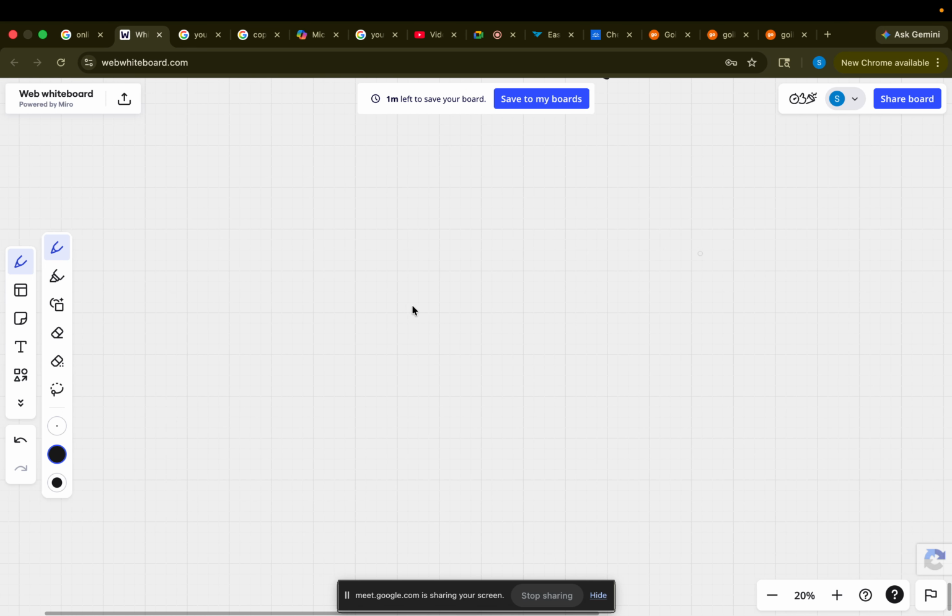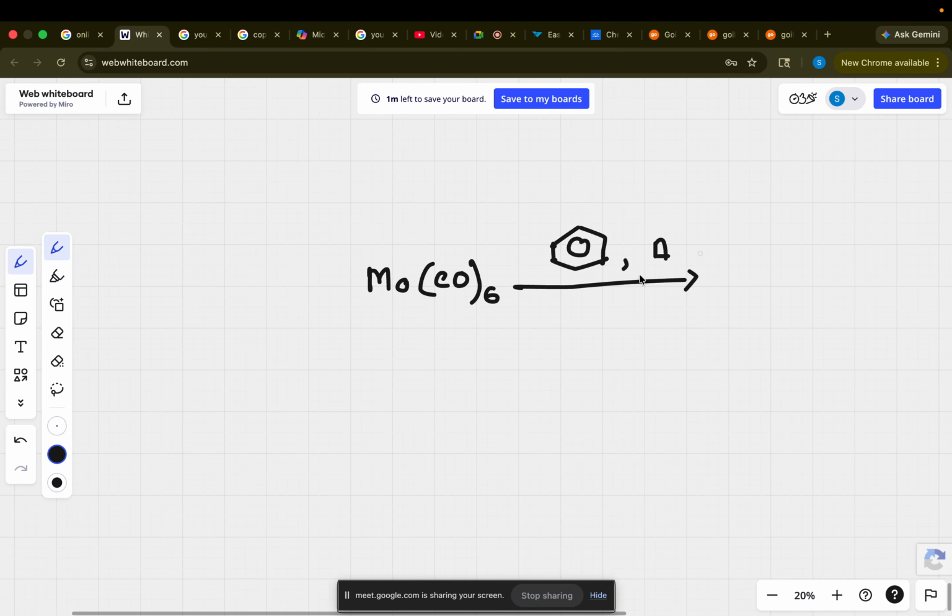Okay, now suppose you have this molybdenum CO whole 6. Now you will see some reactions, basically how to do the reactions. So this is your benzene. Benzene in presence of heat, what will happen? Here you write down this compound 1 2 3 4 5 6 7. Here you have 1 bond, 2 bond, 3 bond, in presence of heat.